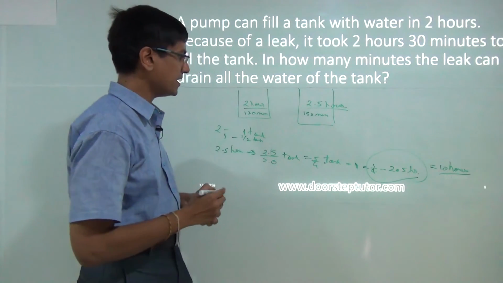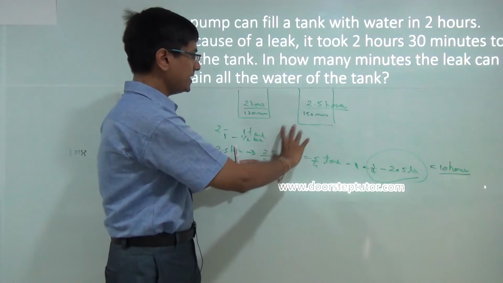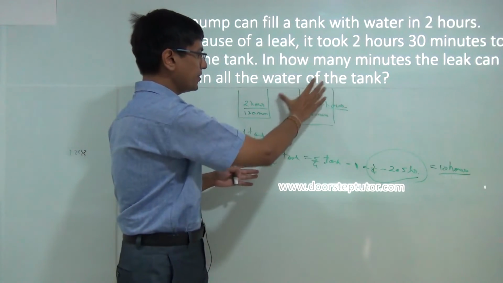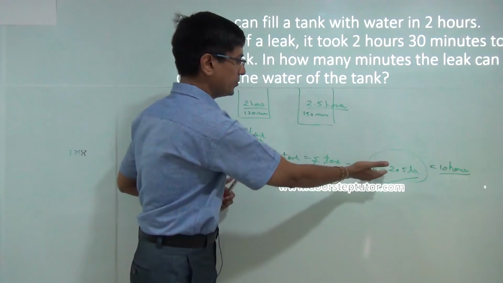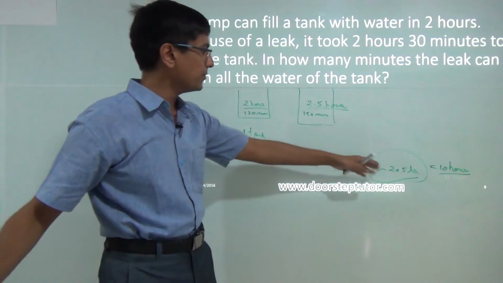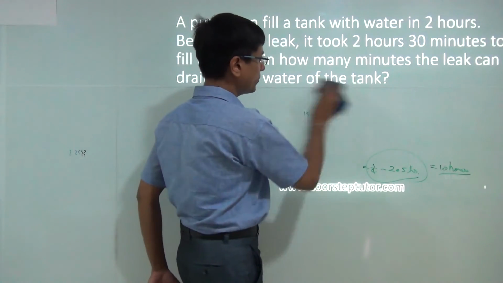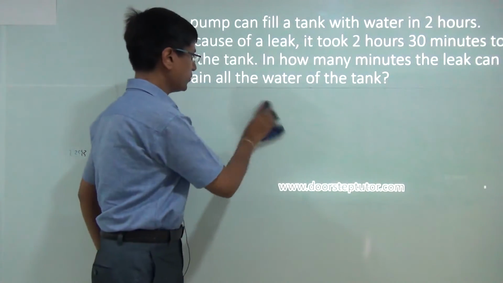Again, very simple, right? So this was the insight here. I was able to find the amount of work done by the pump, and I know that instead of doing this much work, I only got one tank worth of work. So the remaining work must have been done by the leakage, right? And I was able to derive very quickly the amount of time the leakage would take to fully drain this tank. So again, no algebra.